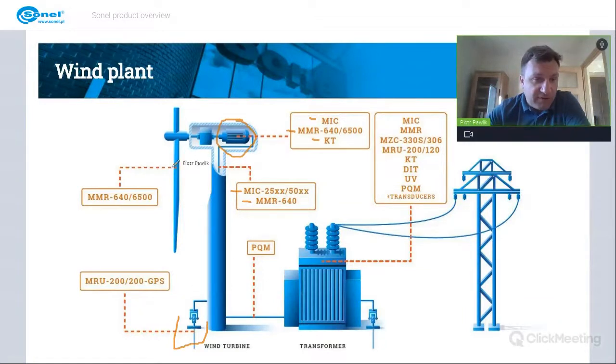And further on, the wings of the wind turbine need to be connected to the grounding as well. So here we can use the micrometers of the MMR series to check the connection between the wing and the grounding.